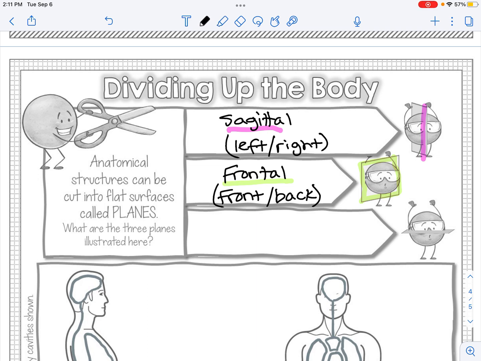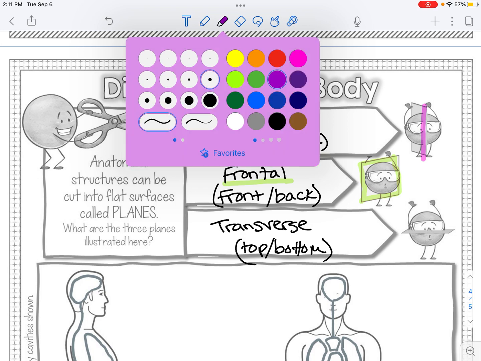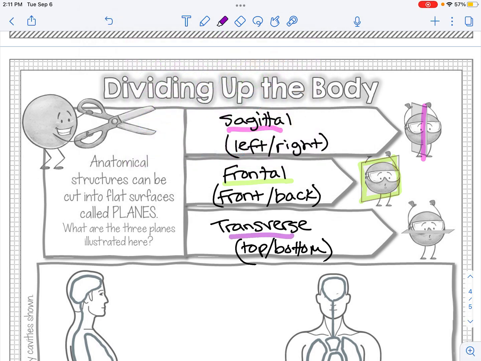And across the middle is transverse. Top and bottom. We will definitely see more about the planes whenever we go to do dissections. So for now, you just got to know what they are.